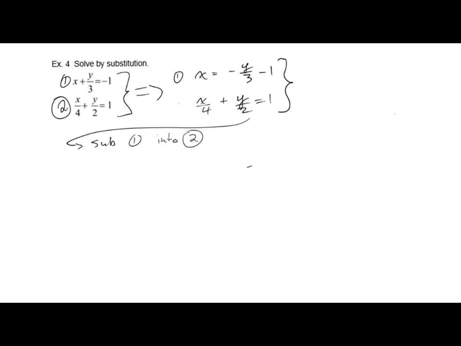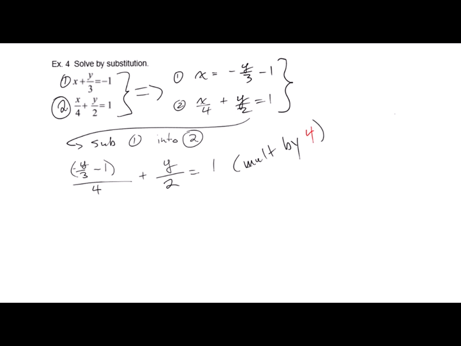And now this is where the long drawn out difficult problem is. We're just going to do our substitutions and then we'll do our LCM calculations. So you'll notice how I replaced x with -y/3 minus 1 equals 1. So this is the complex part. Now literally we're just going to multiply by 4 as our LCM.